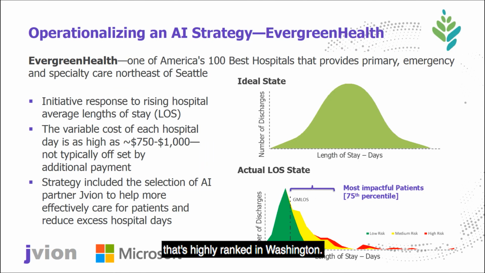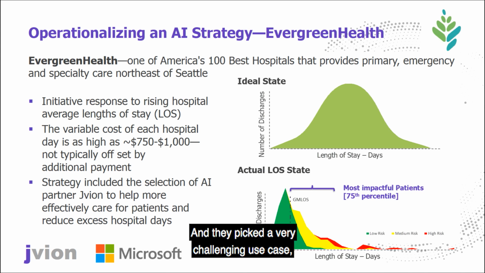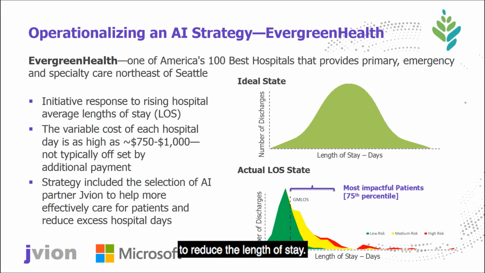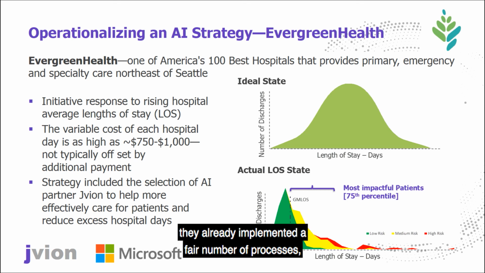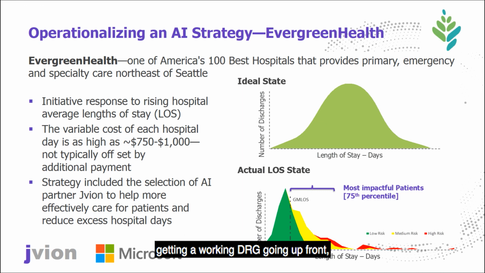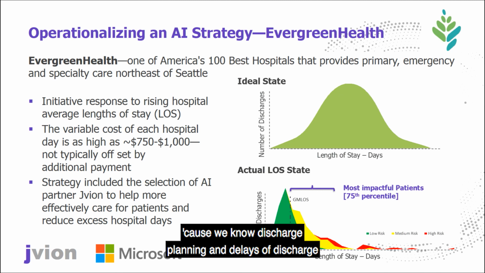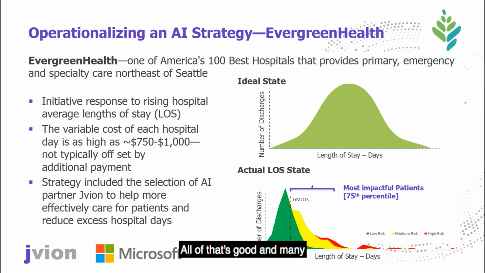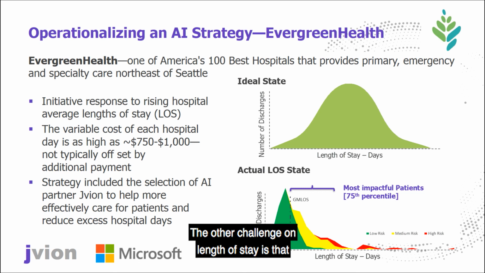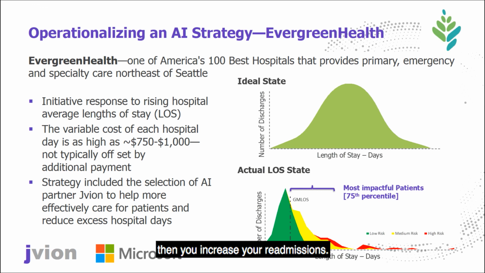So we're going to talk through a specific opportunity and use case. Evergreen Health is a health system that's highly ranked in Washington, and they picked a very challenging use case to reduce the length of stay. In their objective to reduce the length of stay, they had already implemented a fair number of processes, getting a working DRG going up front, planning on discharge early on, because we know discharge planning and delays in discharge are often a cause of prolonged length of stay. And all of that's good, and many organizations are doing that today, and yet it's still a challenge.